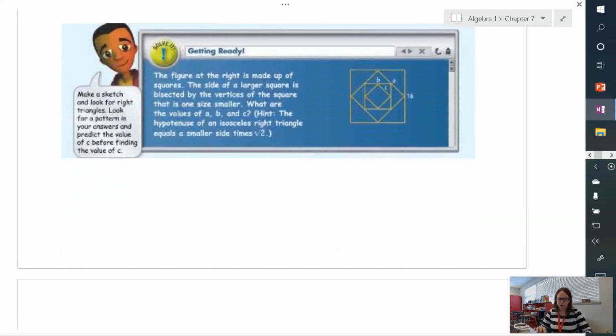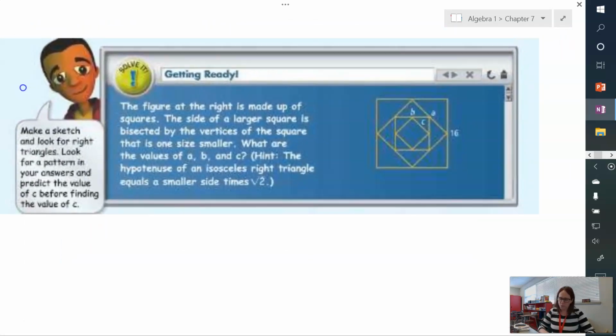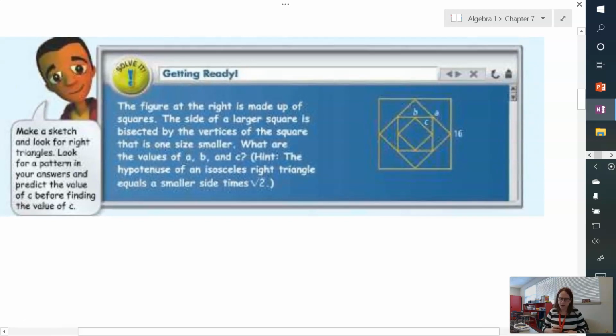So here's our first problem. The figure at the right is made up of squares, and the side of the larger square is bisected by the vertices of the square one size smaller. So what that means is that these sides are bisected, so they're cut in half. This larger square, we're told, is 16 on a side, so that means each piece is 8. And then it says, what are the values of A, B, and C?